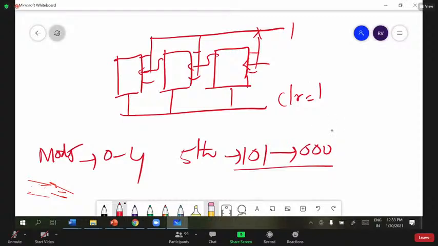Madam, Sai Teja. Please mute yourself, Sai Teja.